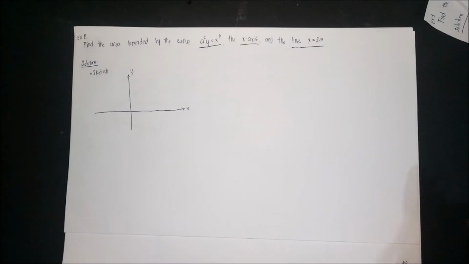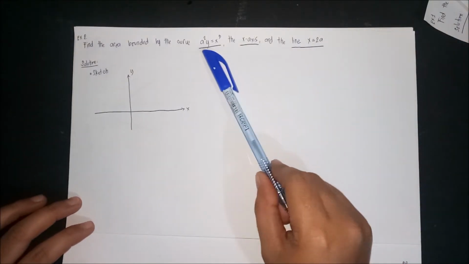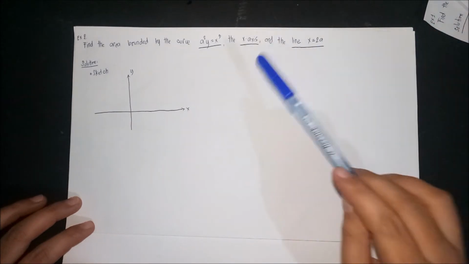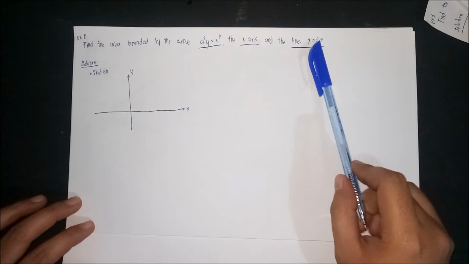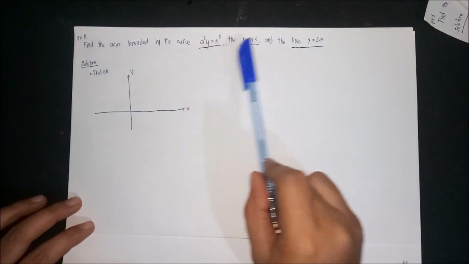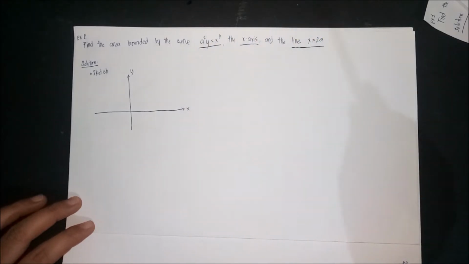Let's have example number 2 class. So we have here our problem. Find the area bounded by the curve a square y is equal to x cubed, the x-axis and the line x is equal to 2a. So meron tayong tatlong equations dito class. Tapos yung area bounded by these three, yun yung hahanapin natin ng area.